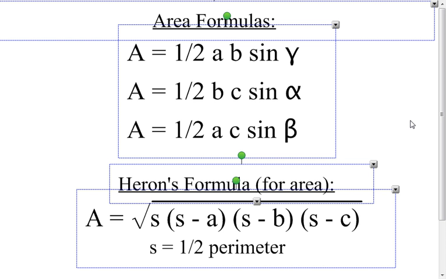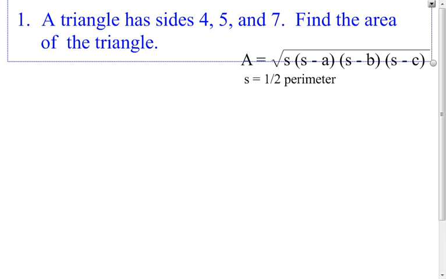The first ones all, of course, have sines in them. You've probably seen Heron's formula before. Heron's formula is what you're going to use if you have 3 sides of a triangle and you don't know any angles. Okay? Then you will use Heron's formula. All right.